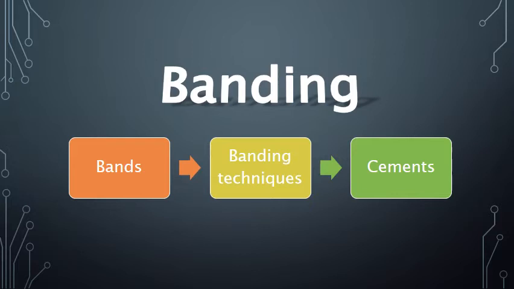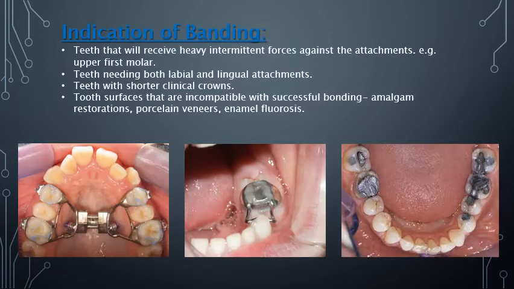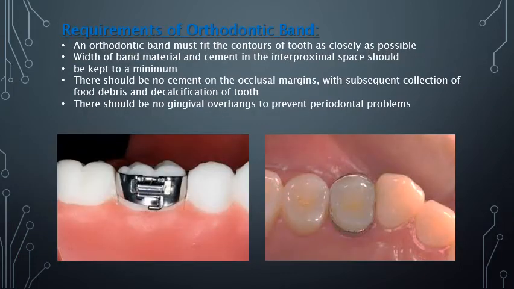Banding. Banding includes the bands, the banding techniques, and cements. Indication of banding: teeth that will receive heavy intermittent force against the attachment, such as the upper first molar; teeth needing postlabial and lingual attachments; teeth with shorter clinical crowns; and surfaces that are incompatible with successful bonding, such as amalgam restorations, porcelain veneers, and enamel fluorosis.